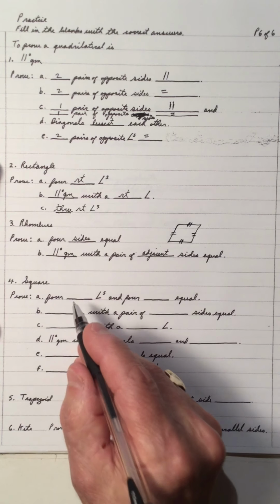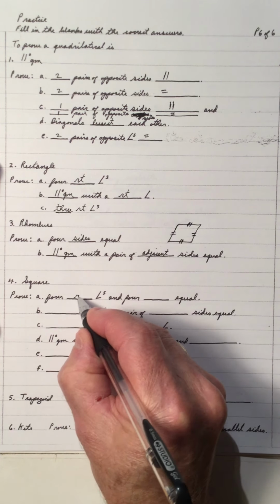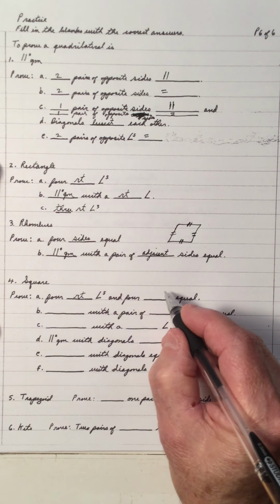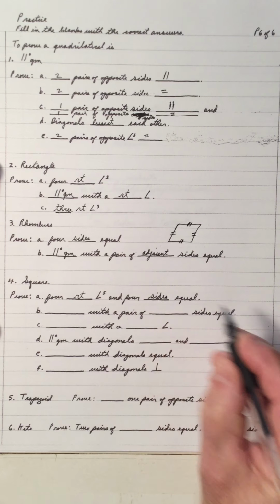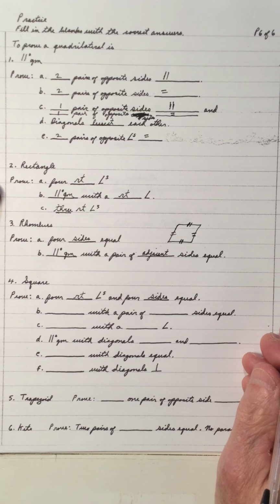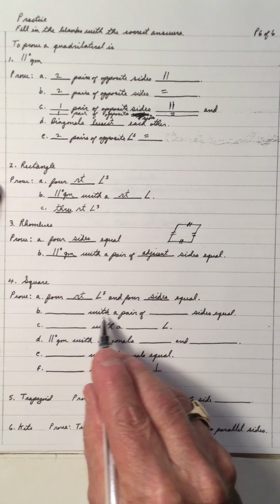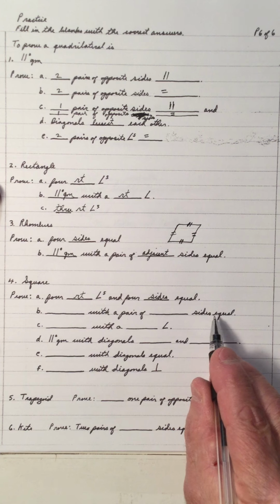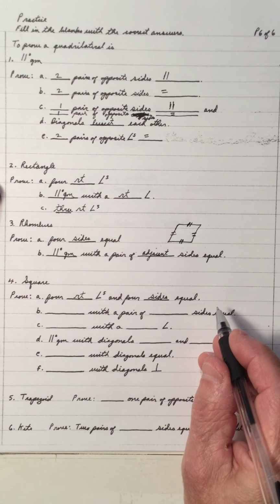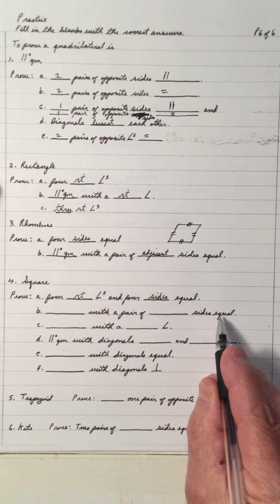Number 4, prove a square. A square has 4 right angles and 4 sides equal. That's by definition, 4 right angles and 4 sides equal. Or a square is a blank with a pair of sides equal. Now, what do we say here? A pair of blank sides equal.